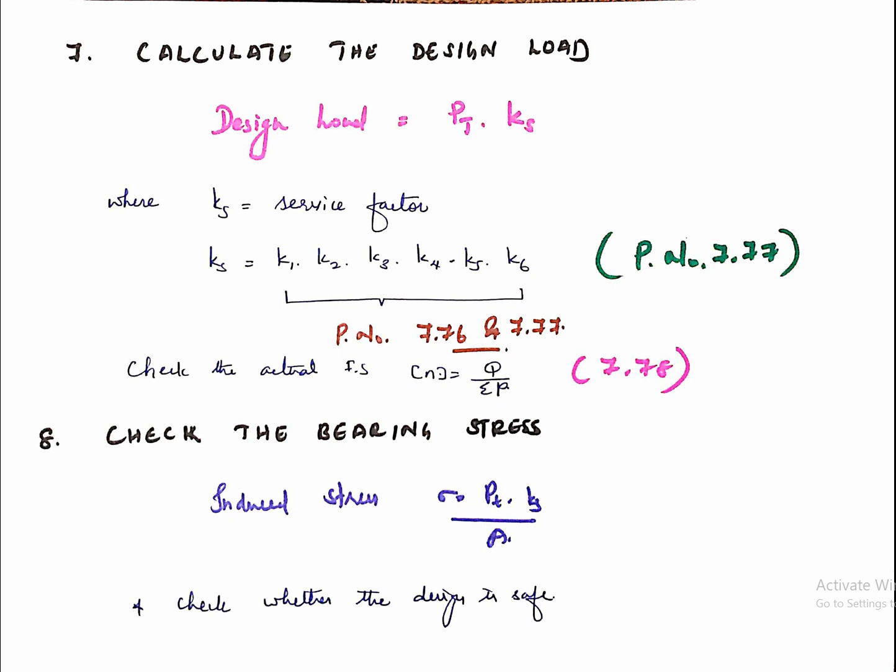Alright, so after finding the factor of safety, we'll check the bearing stress or the induced stress using this standard equation. And again, this equation is also not there in your data book. It is Pt, where the subscript is small t, multiplied by Ks, divided by area A. The area is the bearing area, and you can get it from the standard table in your data book. After getting this induced stress, we will check whether the design is safe by comparing it with the standard stress value from a standard table. So this is your eighth step.